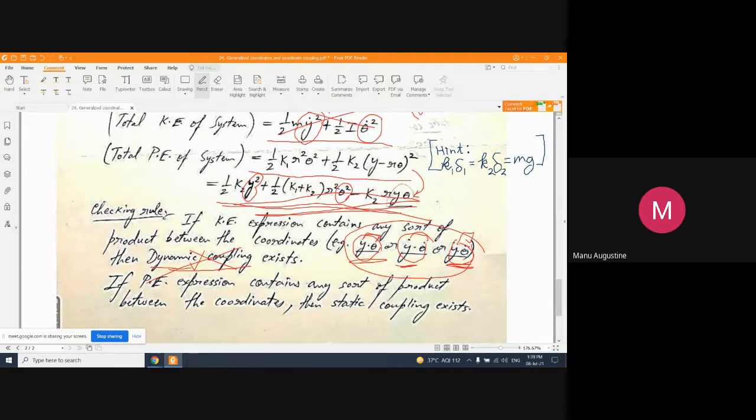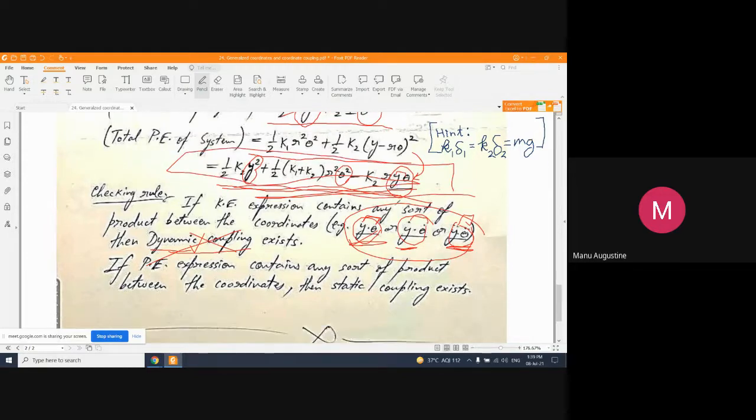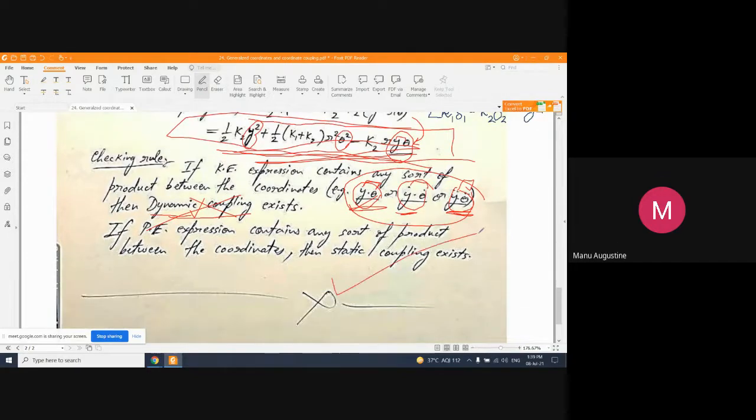But here we find the culprit. You see, these two have married and settled down peacefully. y and theta are multiplying with each other. If this has been found in any one term inside the entire array of the expression of potential energy, then you say that static coupling exists.